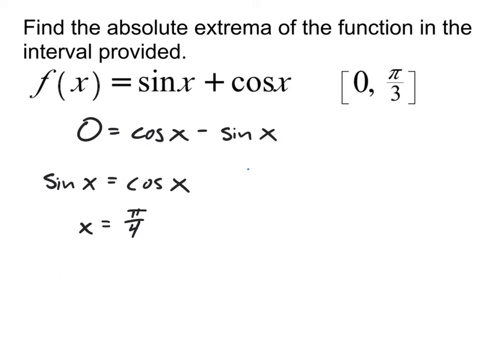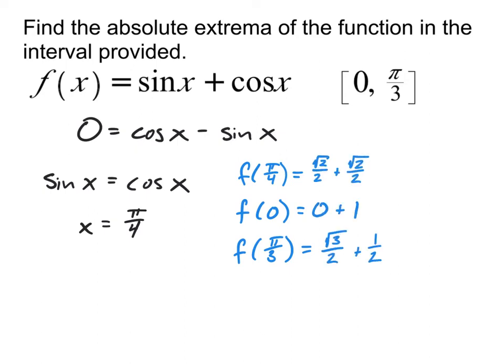So the first one, I'm going to have to figure out what f of pi over 4 is. Any critical points, I need to check them. There's only one in this case, but if there were two, I'd have to check both. If there were three, I'd have to check all three, and so on. Then I also need to check the endpoints. So I need to check f of 0, and I need to check f of pi over 3 and see what each of those values is. So I'm going to take each of those and I'm going to plug them back in here to the original equation.